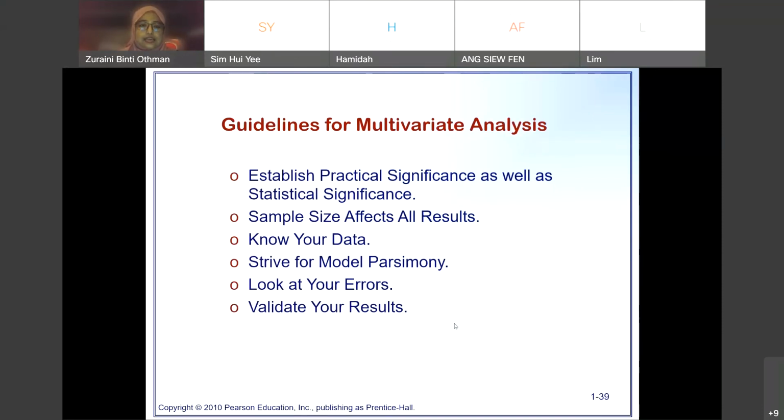And this is the guideline for multivariate analysis. Okay, if you have this kind of analysis, first you have to establish practical significance as well as statistical significance. Then you have to know your sample size, effect, or result. And you have to know your data. Strive for model parsimony, then look at your error. Okay, then after you get your result, please validate your result. This is the guideline if your study involves multivariate analysis.